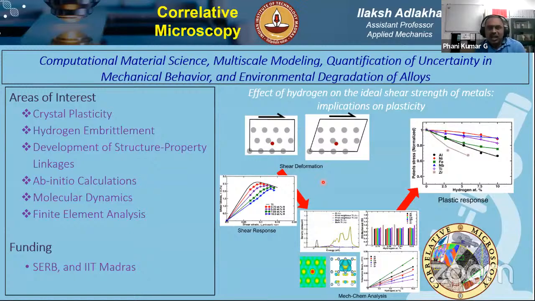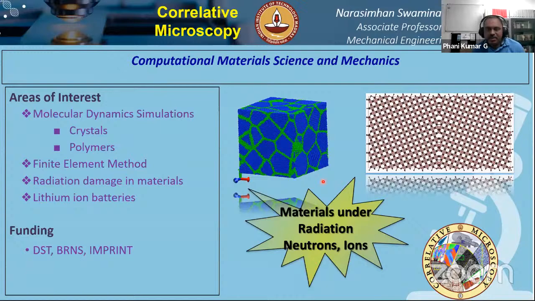Next, we have in our team Professor Narasimhan Swaminathan, who has several years of experience in molecular dynamic simulations. He has performed these not only on metallic materials, but also on polymeric materials. He has also been employing the finite element method, particularly in recent times applying it to the phase field technique for microstructure evolution. During his doctoral studies and later on, he has worked on radiation damage in materials and also on lithium ion batteries. So we have today expertise to address the defect formation in materials as well as the challenges that the energy sector is facing.